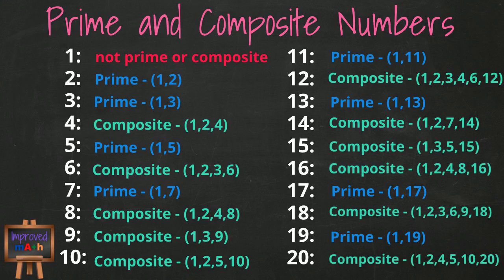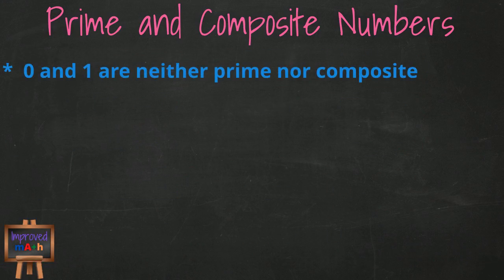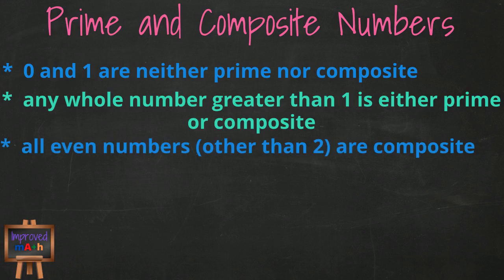A couple of tips you should remember when being asked about prime and composite numbers. 0 and 1 are neither prime nor composite, but every whole number greater than 1 is either a composite or a prime. All even numbers, with the exception of 2, will be a composite number. They will always have a factor of 2.